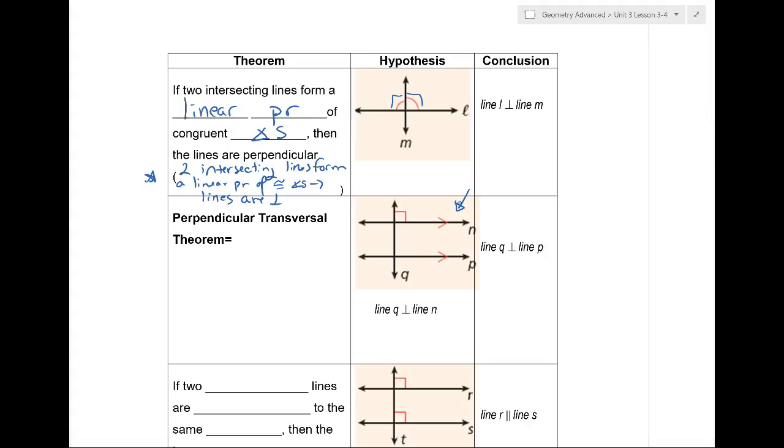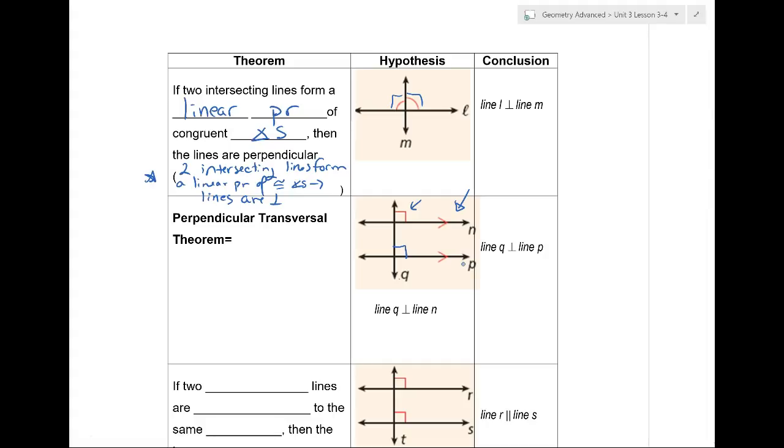If two lines intersect at a right angle, they're what to each other? Perpendicular. Okay, so here's the thing. If that's a right angle, what does this angle down here have to be? Because they're what type of angles? They're corresponding angles. And if I have parallel lines, corresponding angles are congruent. So that means I'd have to have a right angle. So doesn't that make line Q and line P also perpendicular? That's basically what that theorem just showed. Okay, we're going to do that.